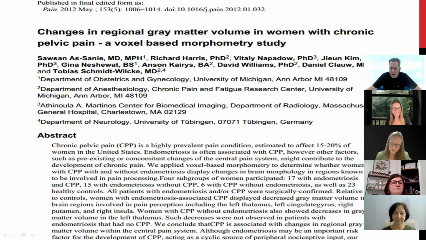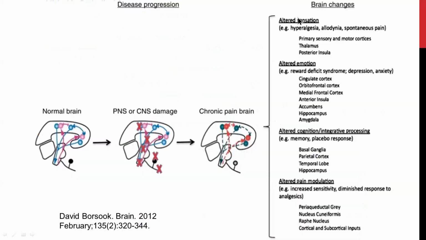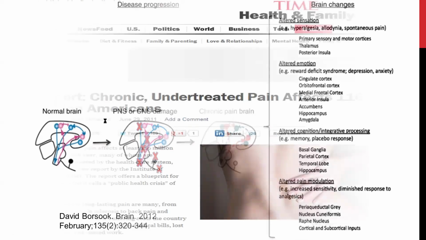I was explaining that we have morphological changes in the brain, and also functional changes like altered sensation, altered emotion, altered cognitive processing, and altered pain modulation. So there are a lot of changes in how the brain works. And the patient will also have many different aspects in thermoregulation. The thermoregulation of a chronic pain patient is totally different from the normal physiology. It's totally different in many aspects.